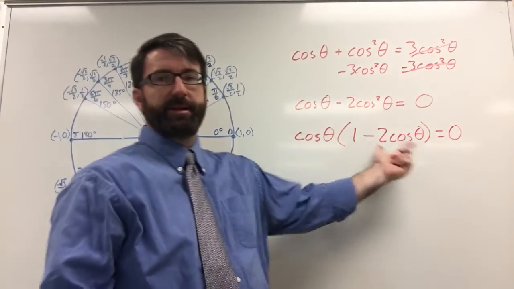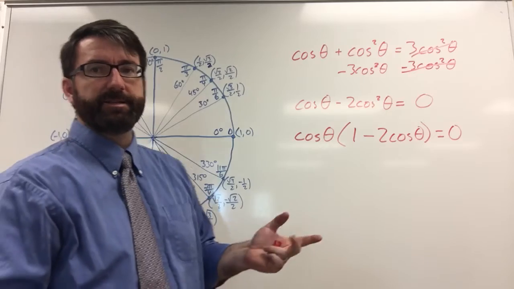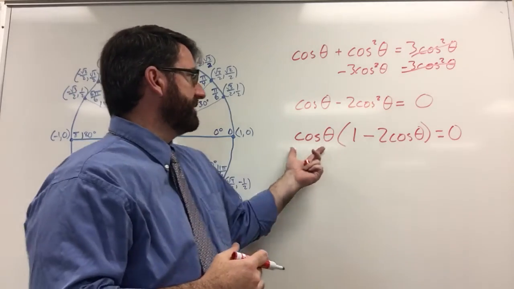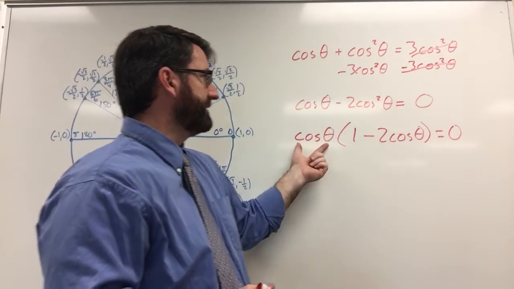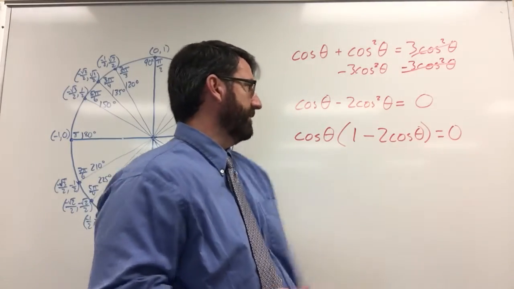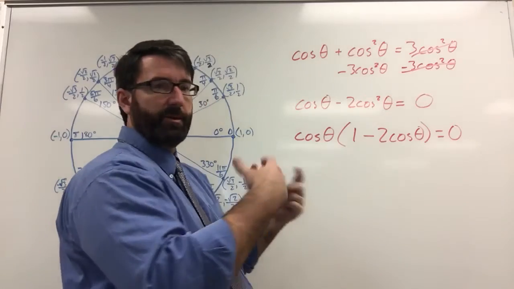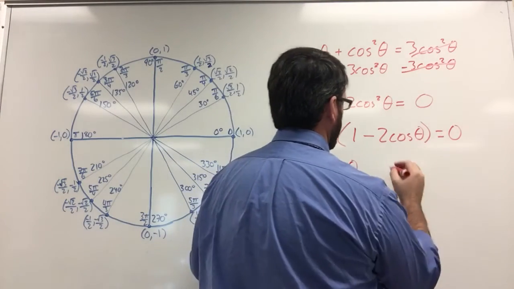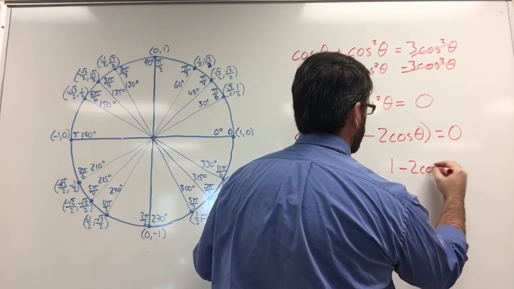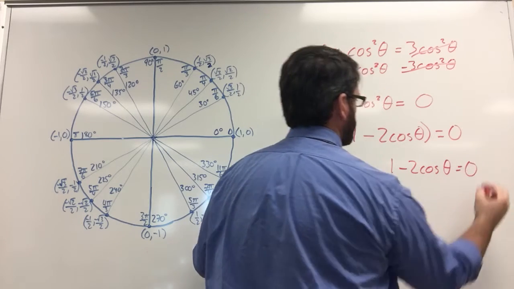And now the reason that we wanted to factor this is because the zero product property says that if we're multiplying two things together and getting 0, then either this is 0 or this is 0. So we can set those equal to 0 separately. So we get cosine theta equals 0, and over here we get 1 minus 2 cosine theta equals 0.